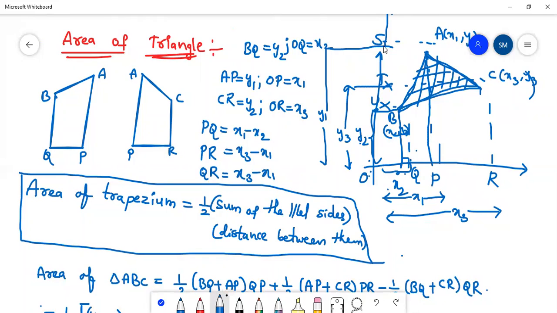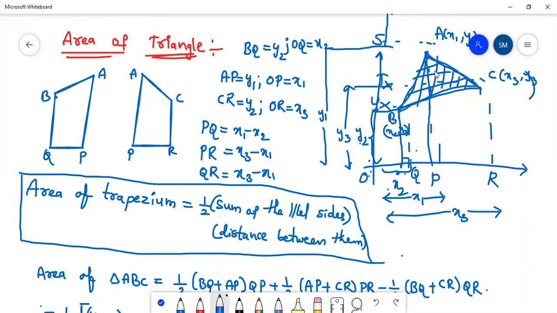The intersecting points are S, T, U and Q, P, R. Here we can draw the perpendicular lines, and from that we can measure the distances. Here BQ distance is y2, AP distance is y1, CR distance is y3. OQ distance is x2, OP distance is x1, OR distance is x3.